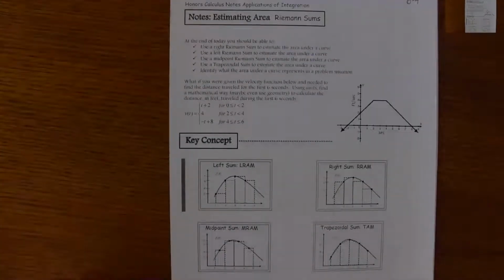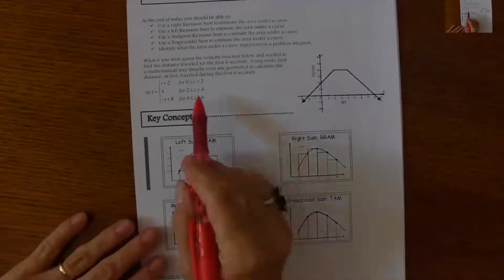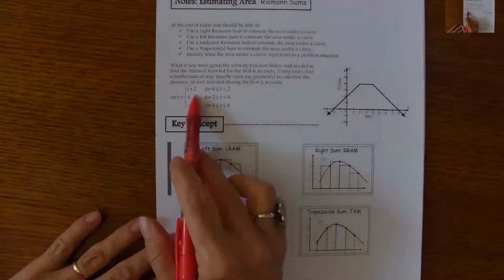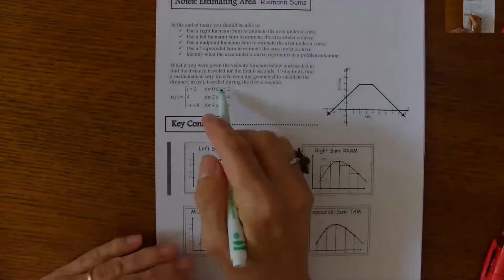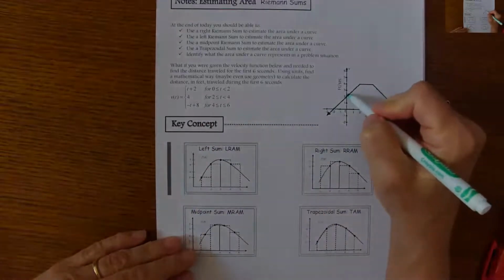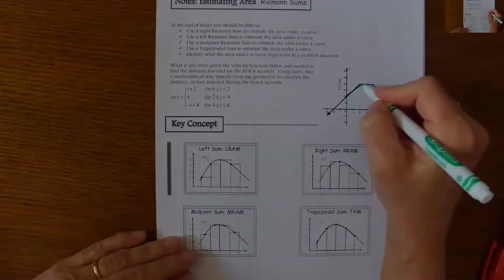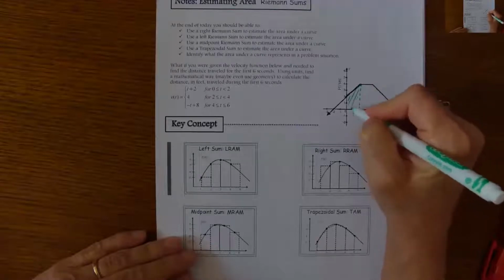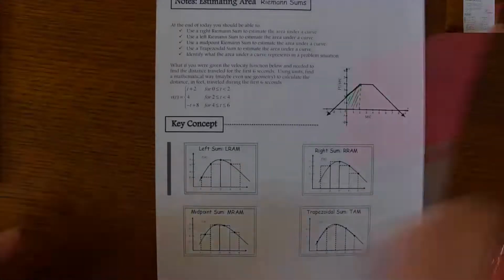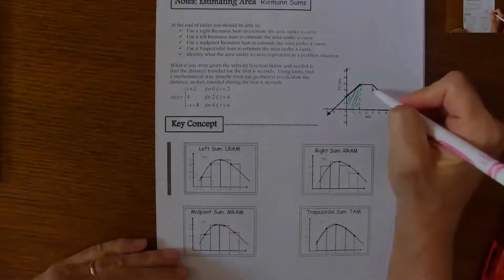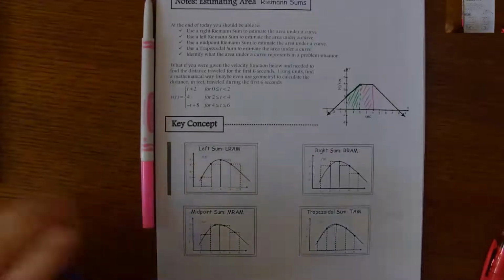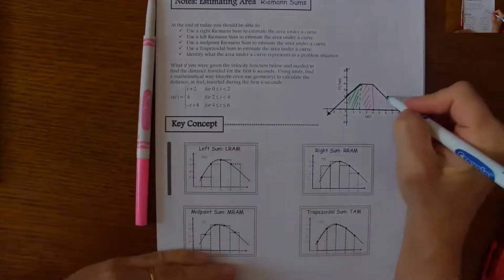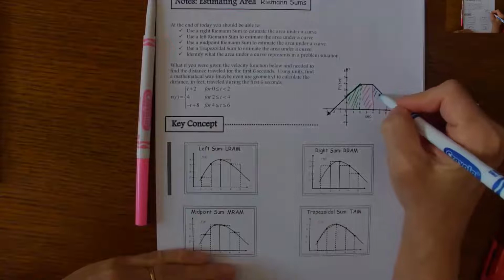These are called Riemann sums, and we're going to look at those. If you were given this one, let's look at this. From 0 to 2, I'm here. That's that area. And then from 2 to 4, I'm here. And then from 4 to 6, I'm right here.